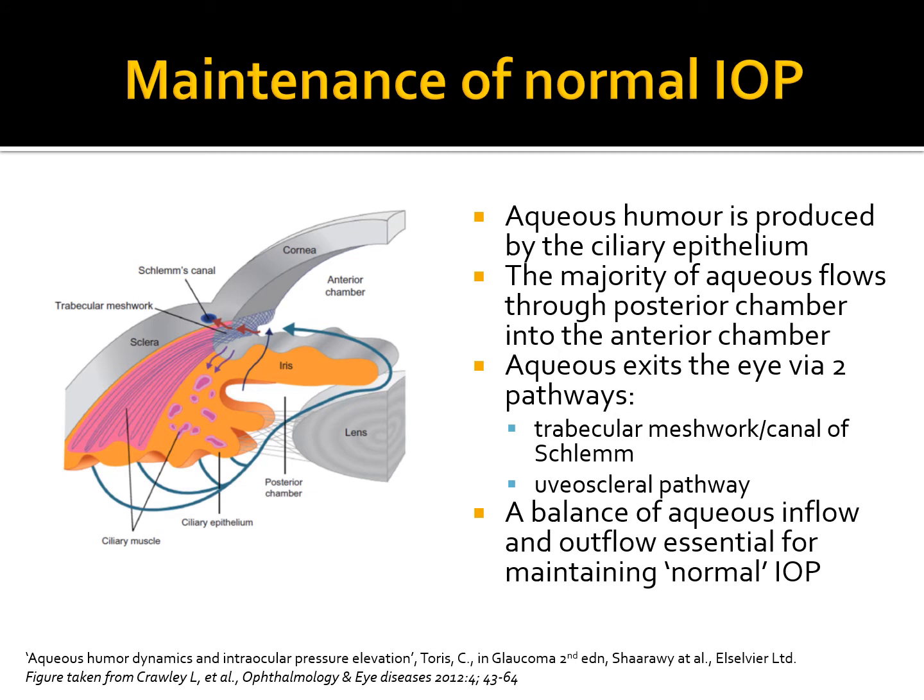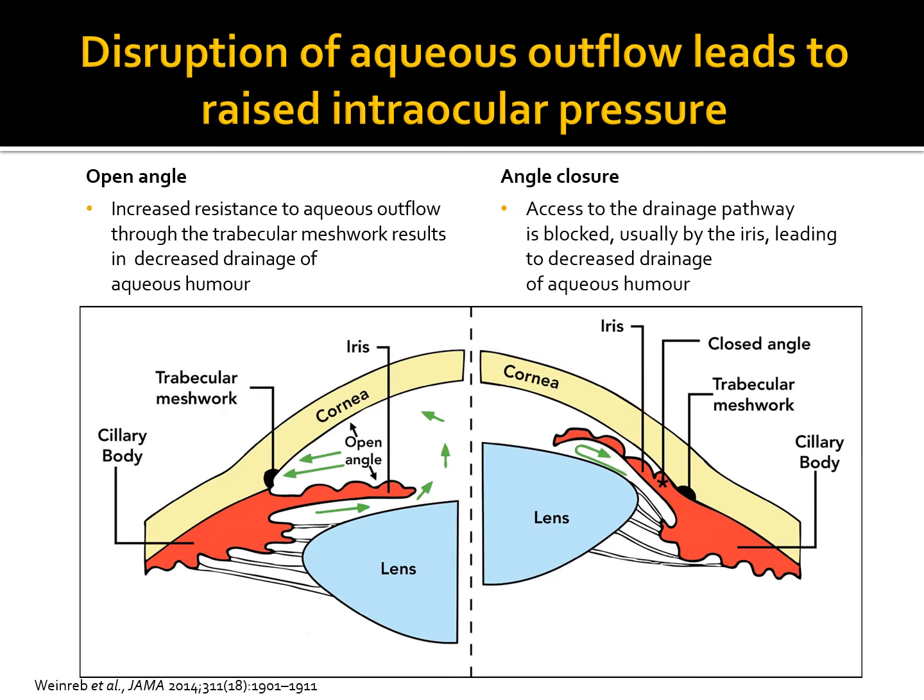So generally speaking, we all know this one. The aqueous is produced by the ciliary epithelium, and it flows through the posterior chamber via the pupil, of course, into the anterior chamber, and then the aqueous exits the eye via either the trabecular meshwork, the normal one, or the uveoscleral outflow. And a balance of aqueous inflow and outflow is essential to maintain, in brackets, normal IOP. So with disruption of the aqueous outflow, it leads to raised intraocular pressure. That's the normal way things happen.